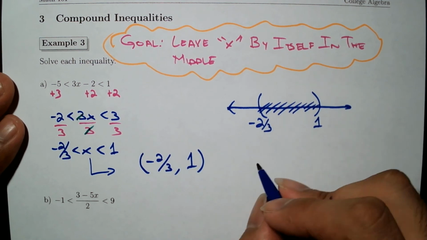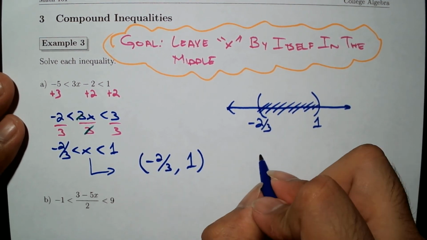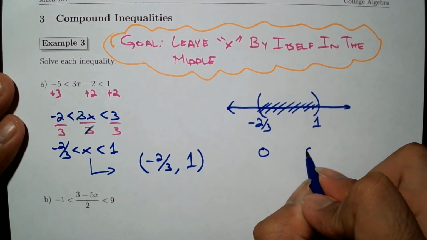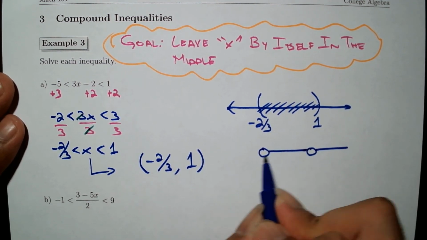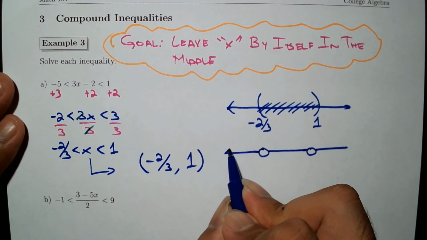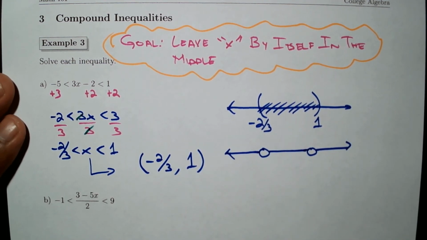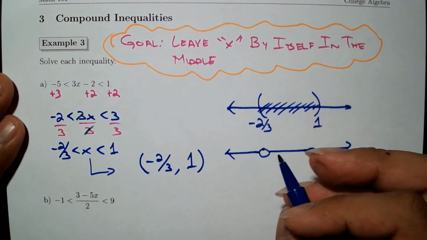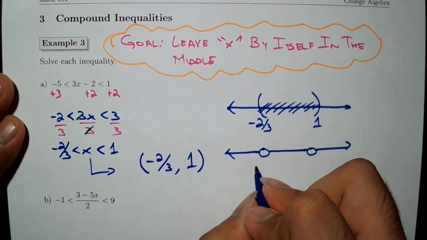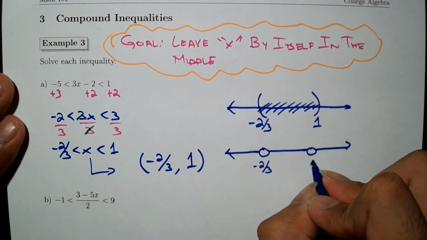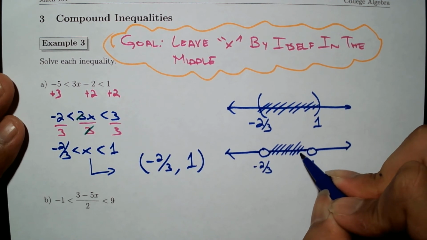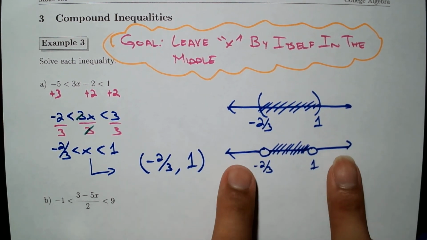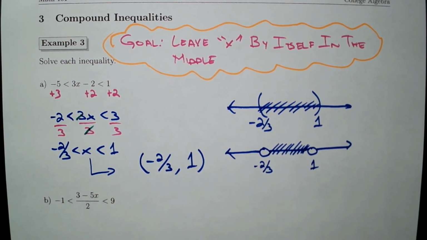Or use the alternate notation. Instead of having the brackets, having the open bubbles. It would be good to get used to this notation, because in the future when we look at polynomial inequalities, most likely we are going to have something like this. Okay, so negative 2/3, positive 1, and we just shade everything in between, right? We don't want any of the other endpoints, only the middle one.